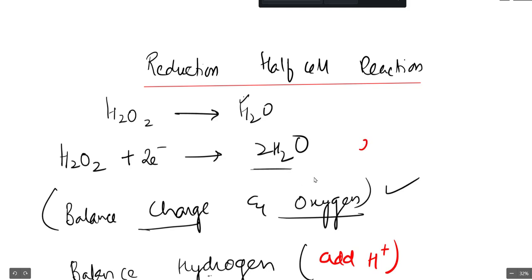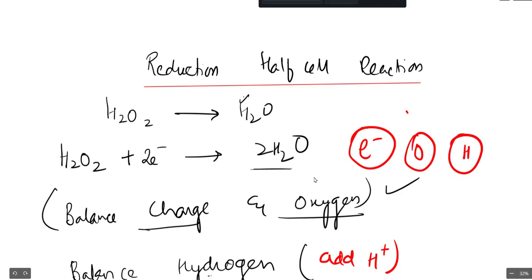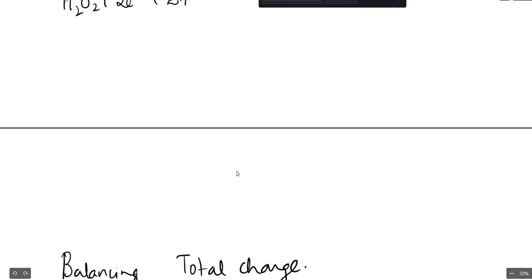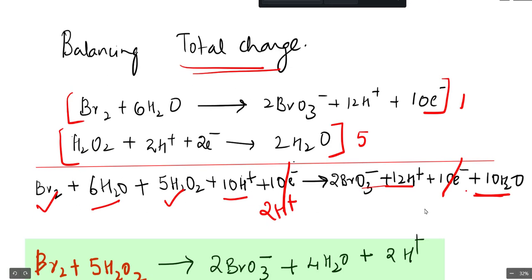First I solved the electron part, and then I took the oxygen part, then the hydrogen part. The oxygen part by adding water molecules, and the hydrogen part by adding H plus. Finally I took the total balancing of charges. I saw the electrons, which I have to cancel, so I multiplied with the number. And after multiplying, I wrote the final reaction.